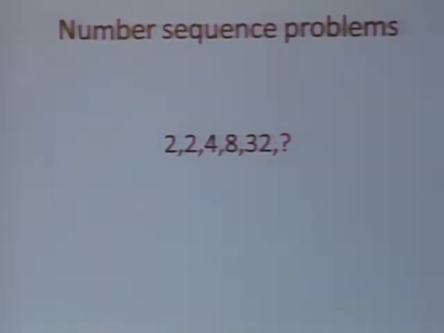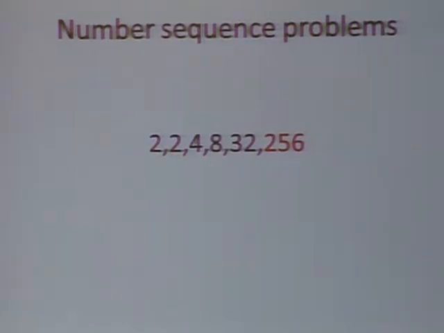And here's a harder one. Take a look at it. What's going on here? Well, actually, it's going to be 256, because if you multiply the two previous numbers, you're going to get that number, right? So like a Fibonacci variation.